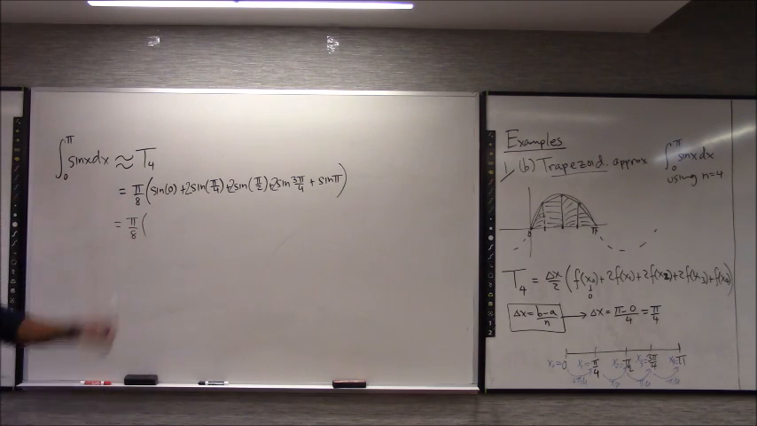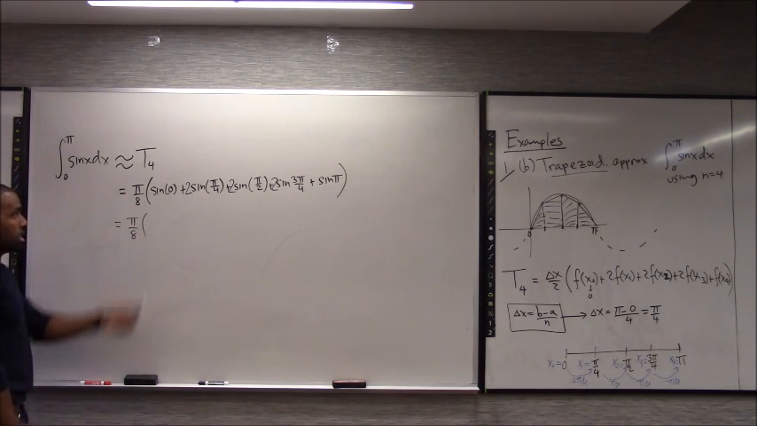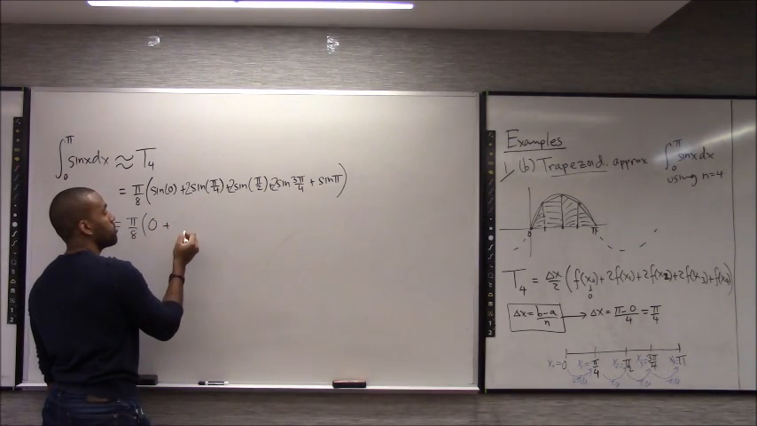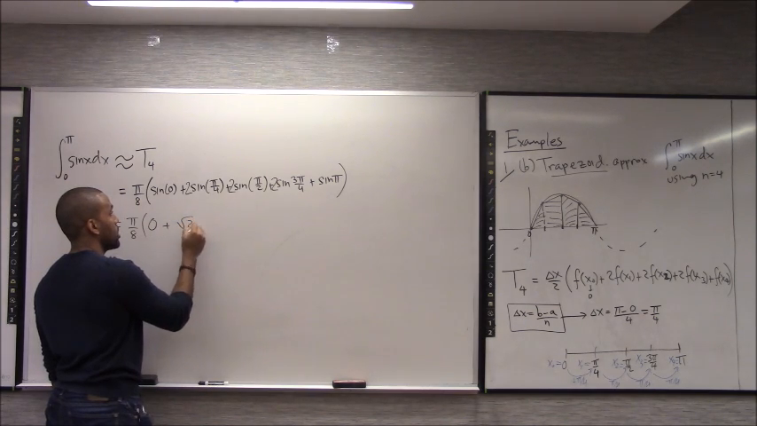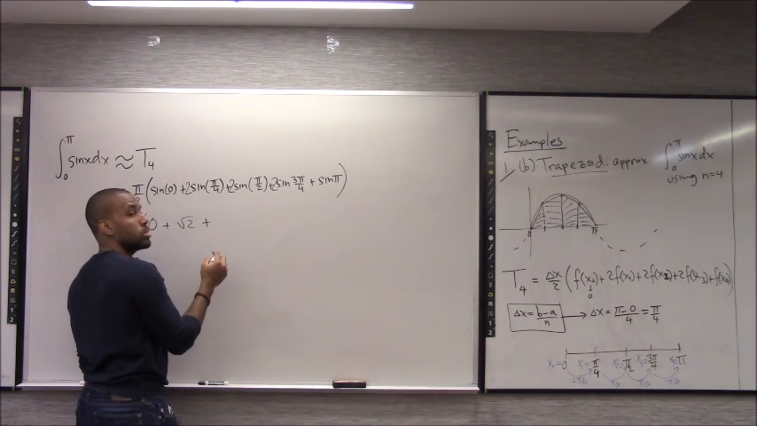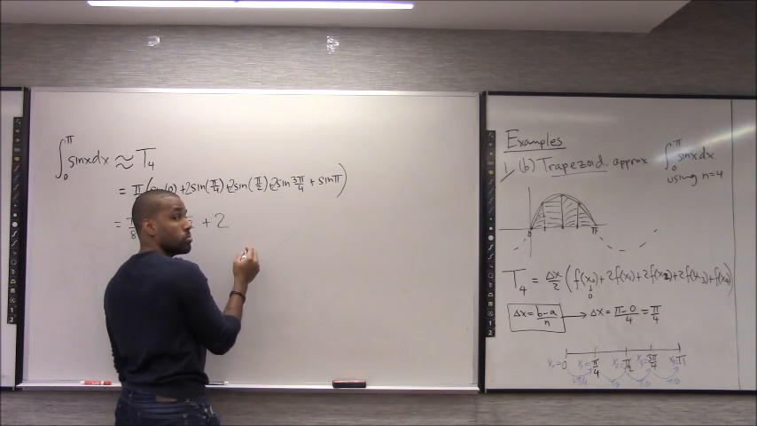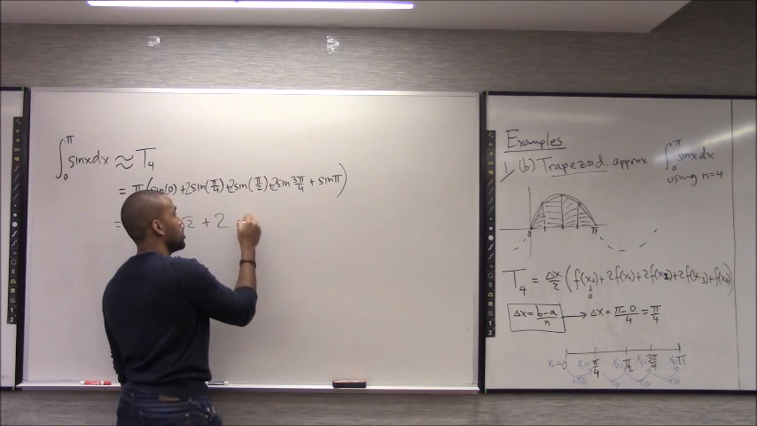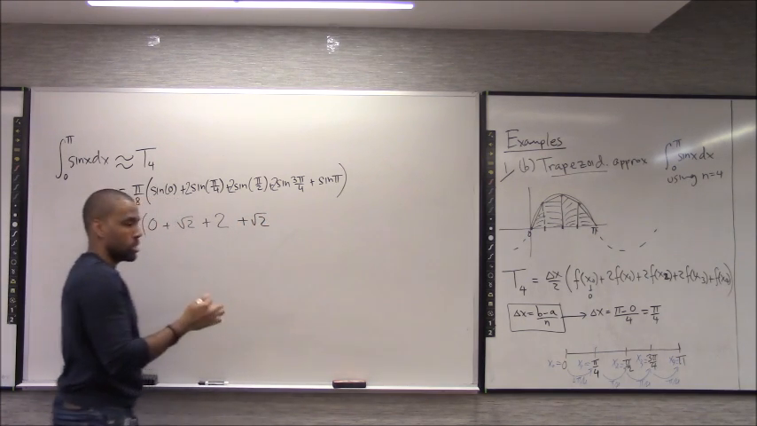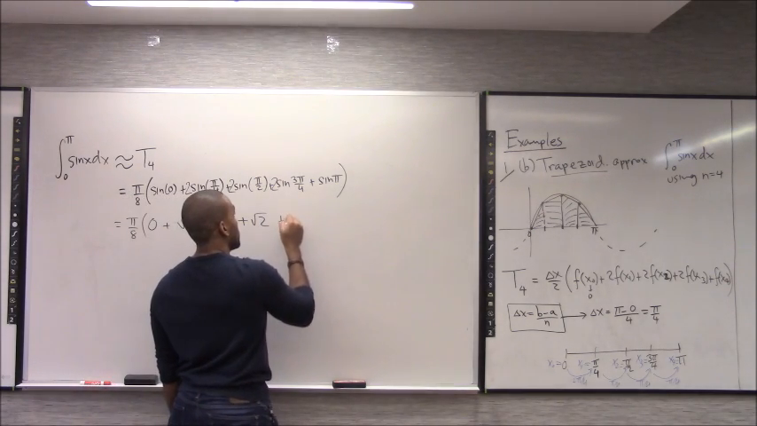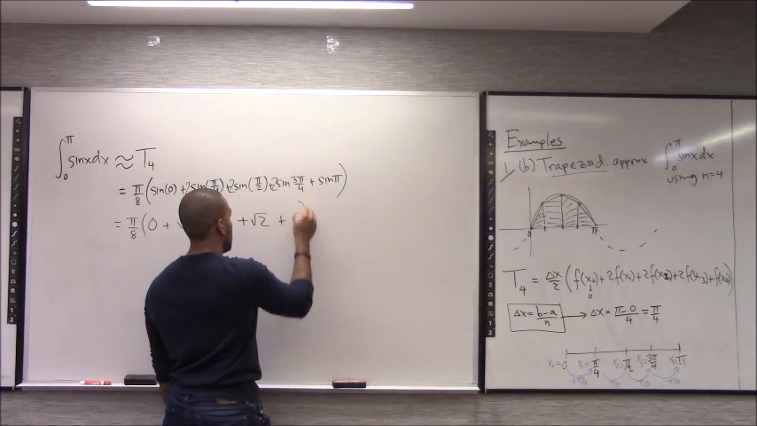I would expect you to know how to compute the trig function at the special angle. Sine of 0 is 0. Sine of pi over 4 is radical 2 over 2, times the 2, so that's just radical 2. Sine of pi over 2 is 1, times 2, so that's just 2. Sine of 3 pi over 4 is also radical 2 over 2 times the 2, so now you get the radical 2. Because 3 pi over 4 is in the second quadrant, the sine gives you the same value as in the first quadrant. Sine of pi is 0.